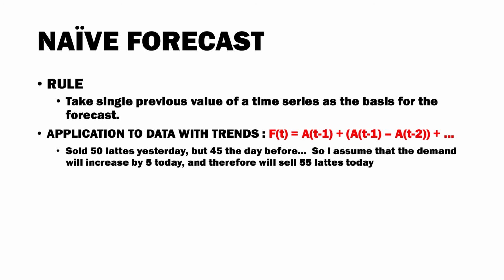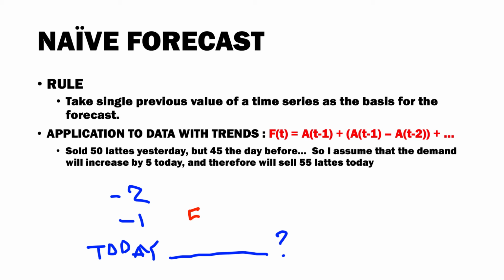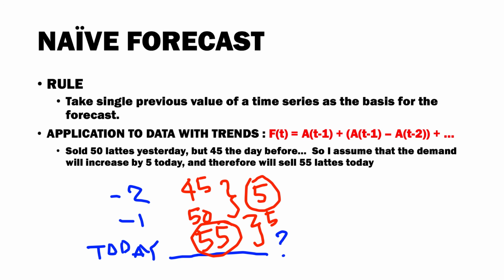When applying a naive forecast to data with a trend, it's pretty much the same with one additional step. You need to figure out the change in demand. So in this case, we want to forecast how many lattes we can expect to sell today. And we know that yesterday, marked here by -1, we sold 50 lattes. And the day before yesterday, marked here by -2, we sold 45 lattes. This shows us that there's been an increase of 5. So when we add another 5 to the 50, we get 55 lattes.